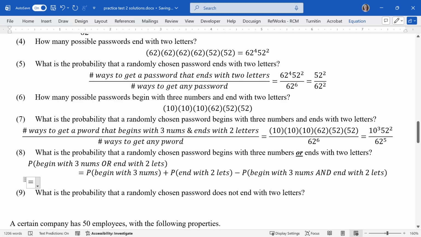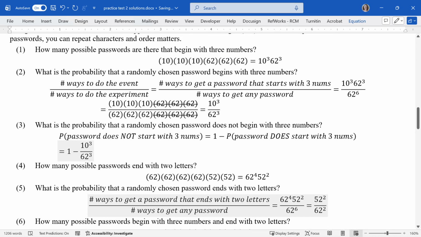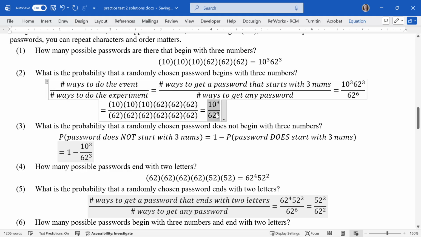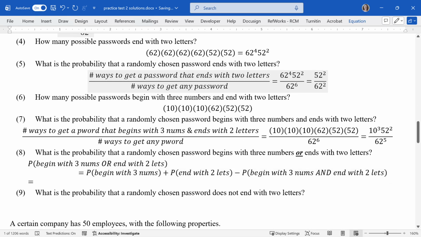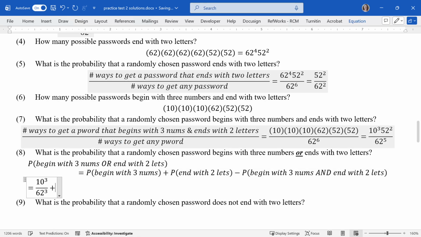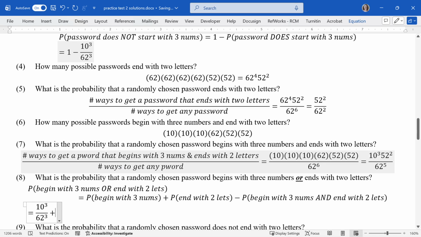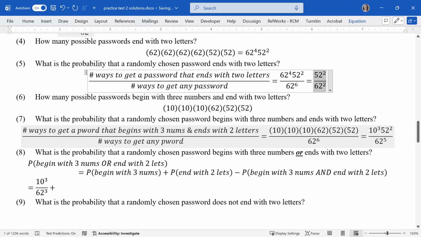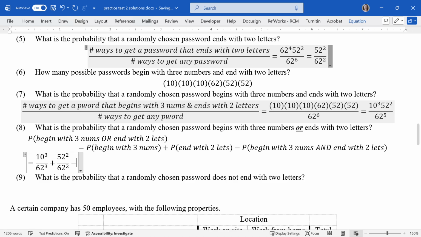So the probability of beginning with 3 numbers, I think was up here. Yeah, right here. I'll take the small version of it, but any version is fine. Okay, and then the probability of ending with 2 letters is right here. All right. And the probability of both of those things happening, that was number 7 here. Okay. Actually, if I hadn't done any canceling, then they would have the same denominator. Oh well. All right. So this is the answer, and you can check this in a calculator, or you can leave it like this.